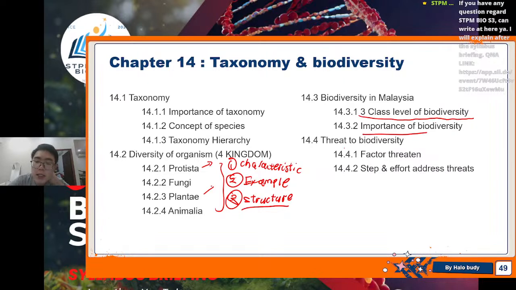And then the last topic is about threat to biodiversity, ancaman untuk biodiversity di Malaysia. So firstly you have to know what are the factors that threaten the biodiversity in Malaysia. And also lastly you have to give the steps to address this threat.